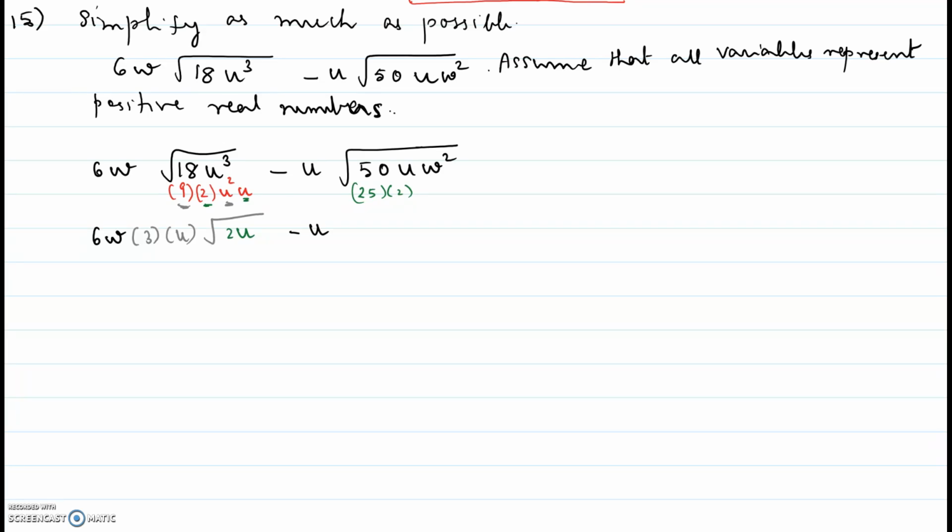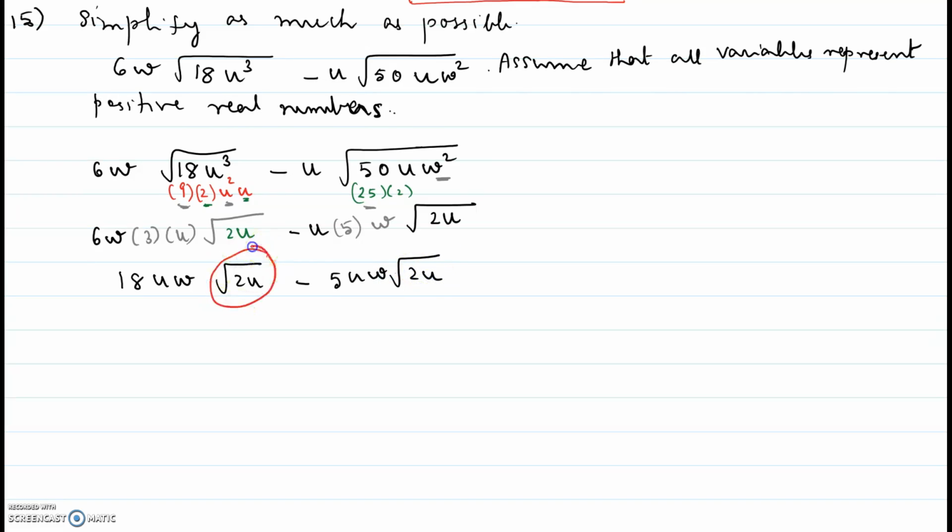Now let's look at the square numbers inside, which are 25 and w squared. The square root of 25 is 5, which is outside the radical. The square root of w squared is w, which is also outside the radical. So within the radical now, we are left with the number 2 and u. Now let's simplify the terms outside the radical. 6 times 3 is 18uw square root of 2u minus 5uw times square root of 2u.